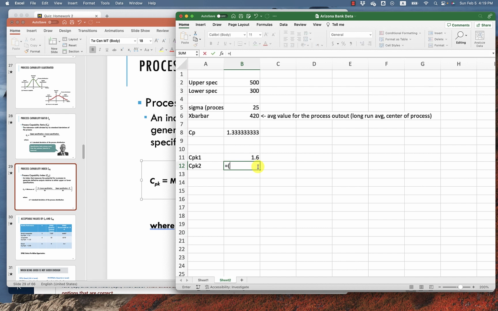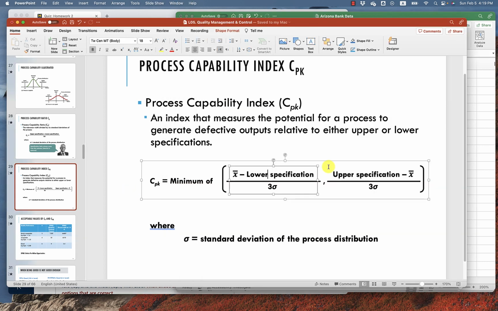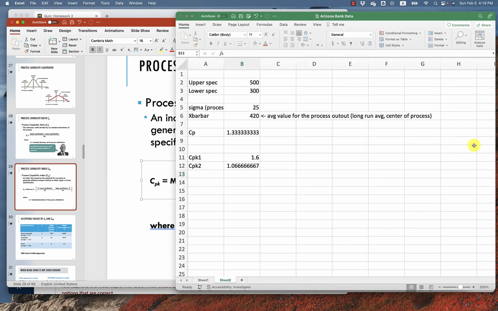And then CPK2 is going to be the upper spec. Now the order is reversed. You're taking the spec first, then the average. And then divide by 3 times sigma. Upper spec was 500 minus the average 420, that gives you 80, divided by 3 times sigma, you get 1.0666.